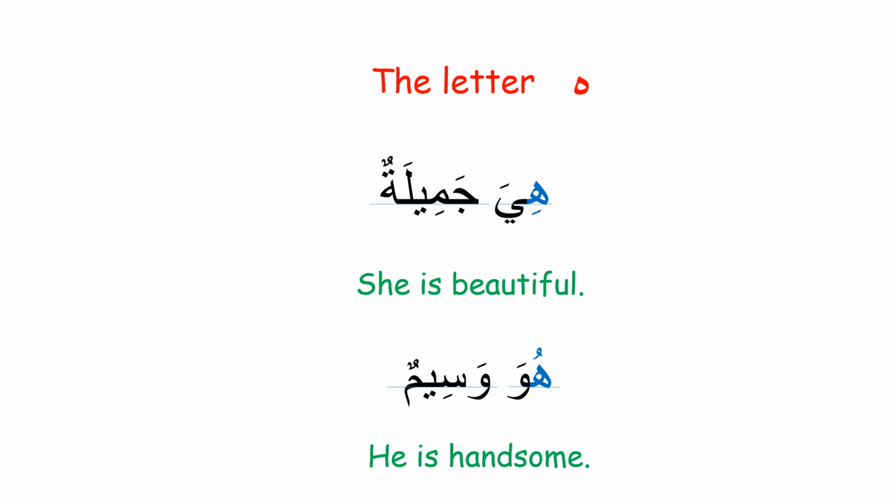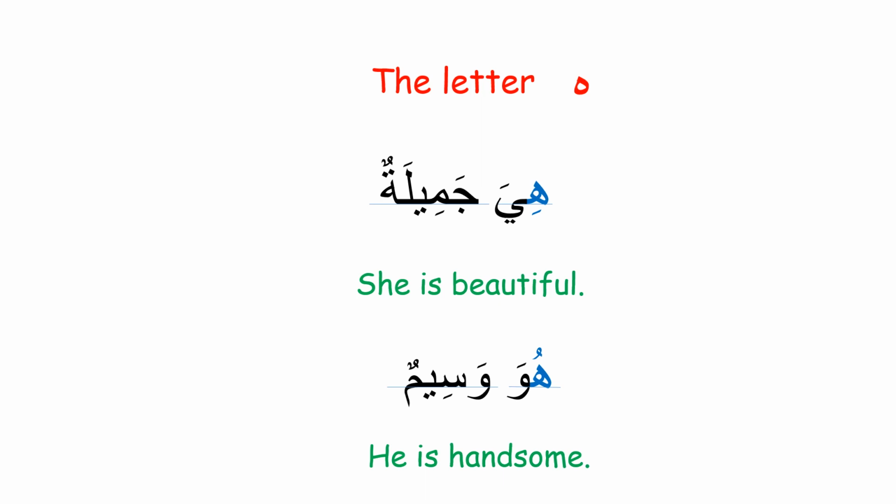And these are our examples. هي جميلة هو وسيم. One more time. هي جميلة هو وسيم. Again. هي هو. That's about it. We still have to do the same process with the letter Ha before ending this lesson.